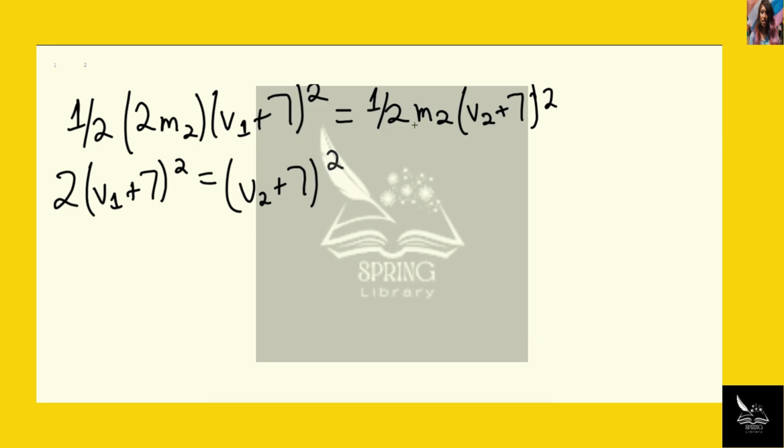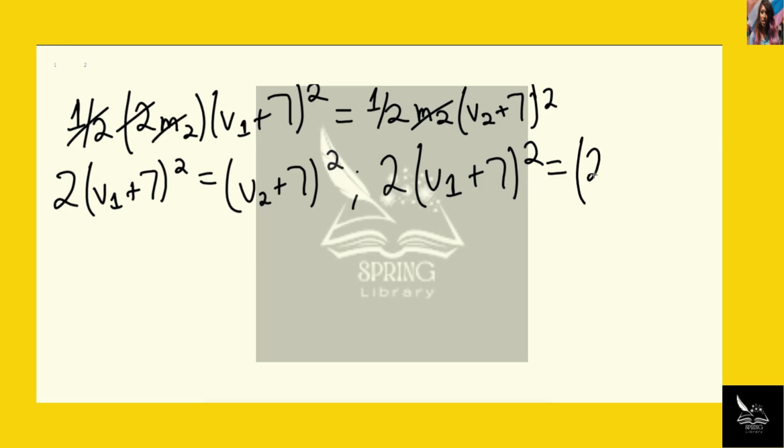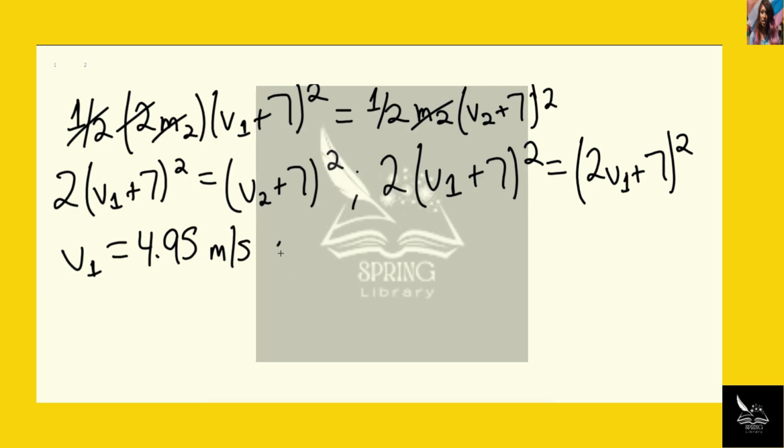And so we can say that this cancels out. And so if we were to solve for this, we can say that 2 times v sub 1 plus 7 squared equals 2 times v sub 1 plus 7 squared. And then solving for v sub 1, it's simply going to be 4.95 meters per second. And then we know that v sub 2 is equal to 2 times v sub 1. So v sub 2 is simply equal to 9.90 meters per second.